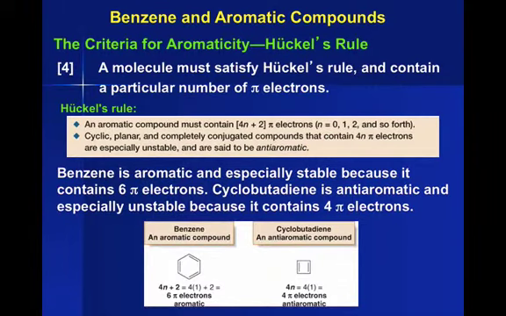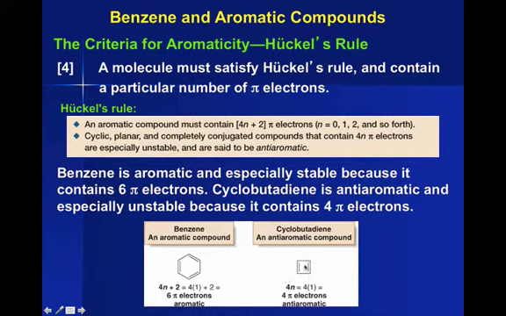And then rule 4, the molecule has to have a certain number of pi electrons. And the pi electrons have to equal 4n plus 2, where n is some integer. Okay, so for benzene, for example, 4n plus 2 is equal to 6 pi electrons. And if we solve for n, we find that n is equal to 1. Well, n satisfies an integer, and so it's an aromatic compound.